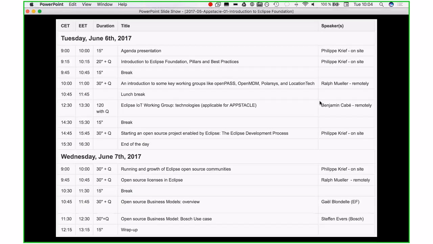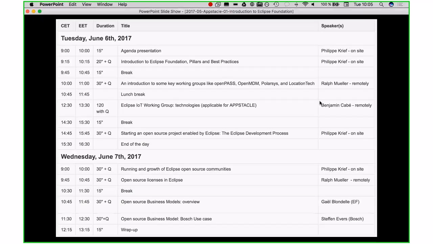So I will start with an introduction to Eclipse for some people who might not know us, and some of our pillars and best practices. After that, Ralph Müller, our European manager, will present the different working groups that we have in Eclipse. And certainly we'll spend some time on some working groups that might be interesting for our projects to follow up and even to participate.